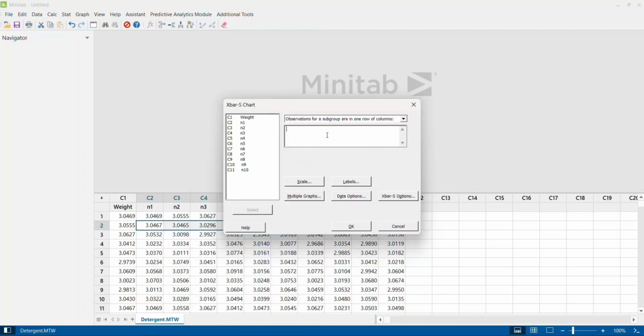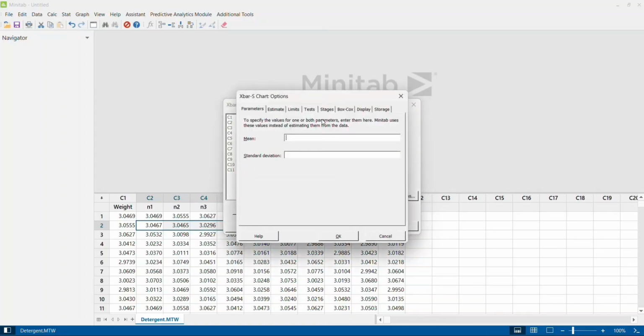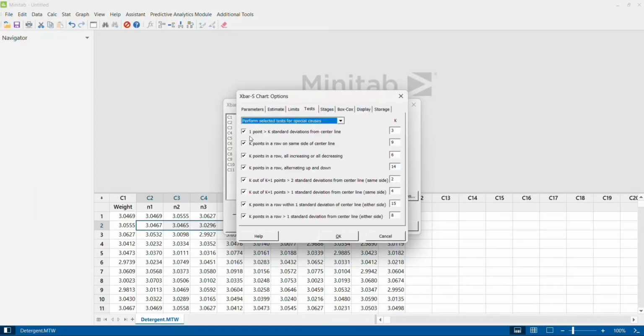I'm going to select this, and here I'm going to select N1, N2, N3, N4, N5, N6, N7, N8, N9, and N10. These are 10 data points for the 15 subgroups that we have collected. Now I can click on X bar S options and go to Tests. I can have all these test points checked. I have already clearly explained what these checkpoints are.